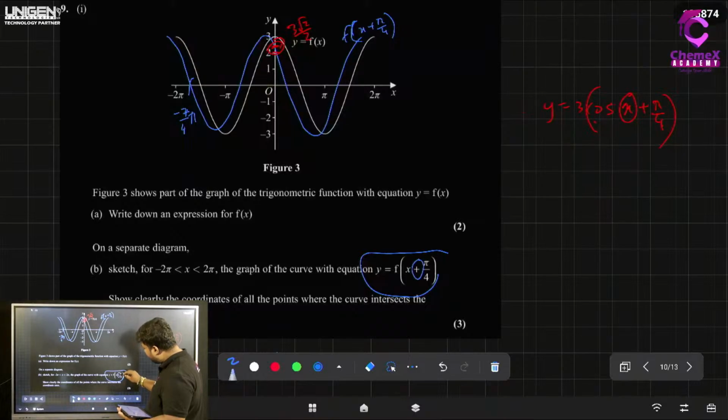This is translation of graphs. If you had a minus instead of a plus, it goes to the right side. So all this will move that many steps. Okay, this is translation.